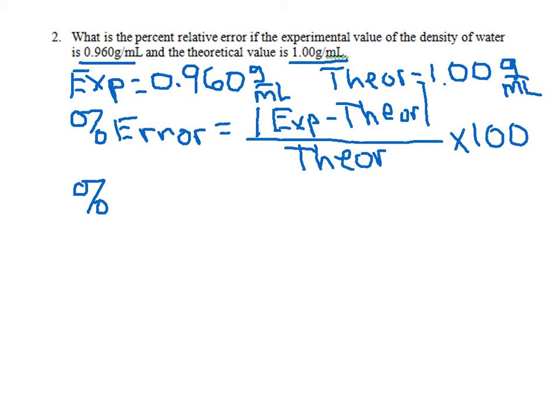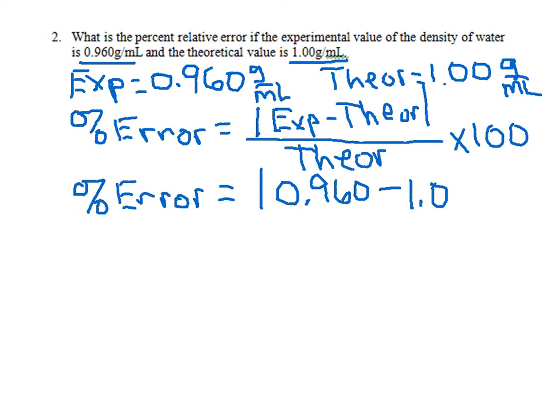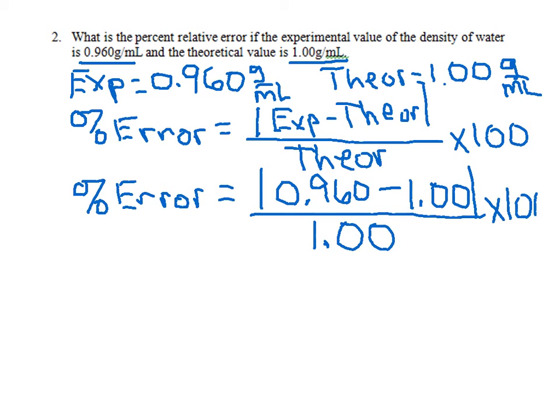So my percent error equals absolute value of my experimental value, 0.960, and the grams per milliliter, or any of the units in all these problems, because they're the same on the numerator and denominator, will cancel out. So I'm not going to include them. So now I minus the theoretical value of 1.00. The whole top is in absolute values. Divided by the theoretical value, 1.00, and then multiply the whole thing by 100 to put it in a percent.